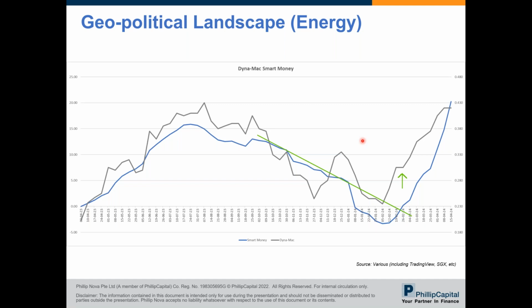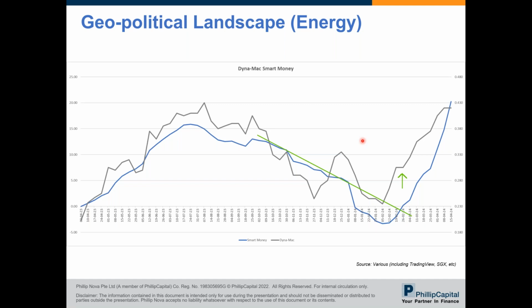Before you proceed to buy and sell particular stocks in the energy sector, you can also check out what the smart money is doing on some of these energy stocks. In Singapore, we do not have any blue chip energy stocks, but we do have some small and medium cap energy stocks. So Dynamic is one of them.